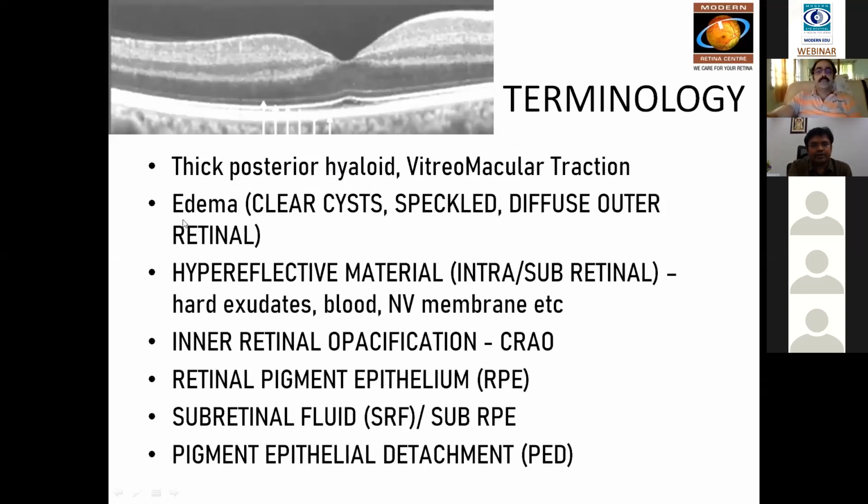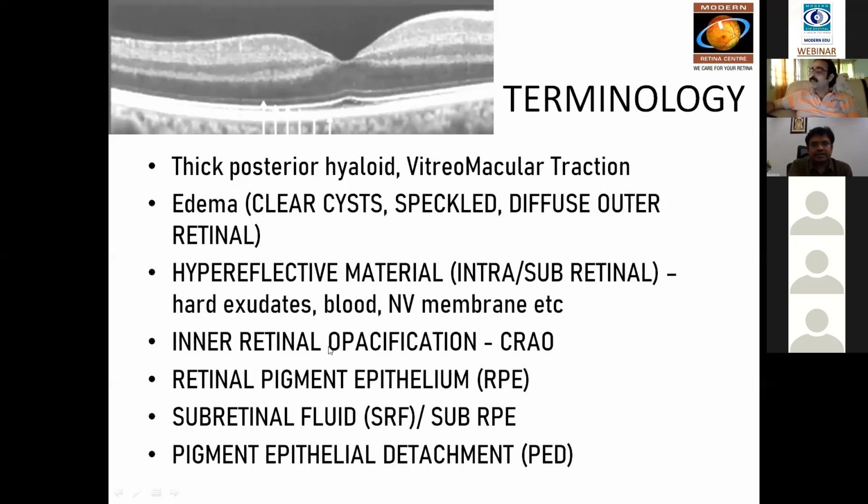Second is edema. Fluid can be seen very clearly on the OCT, but there are different varieties of fluid: cysts. It could be a clear cyst, or a cyst with a few specks inside, or a diffuse retinal thickening, which looks like a spongy edema, like fluid in a sponge, it gets swollen. Then there can be some hyperreflective material within the retina. So these retinal layers can have some hyperreflective material, either intraretinal or subretinal, whenever there is a pathology. And what do they signify? They are either hard exudates, or blood, or some sort of neovascular membranes, which commonly occur in case of choroidal neovascular membrane.